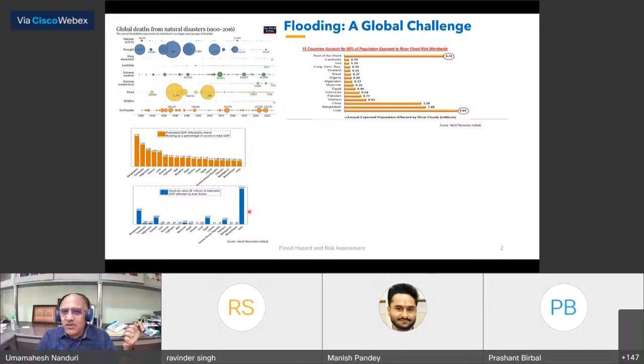And similarly, in terms of population exposed to floods, again, there are 15 countries, as I said, which are the top countries that face the problem of this frequent flooding.